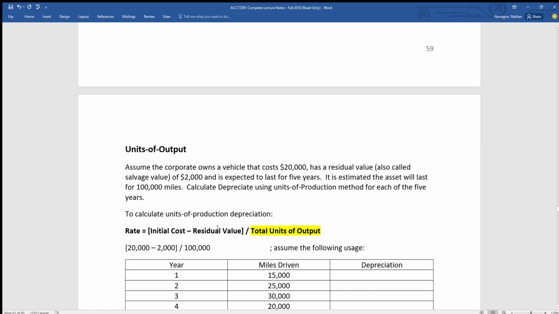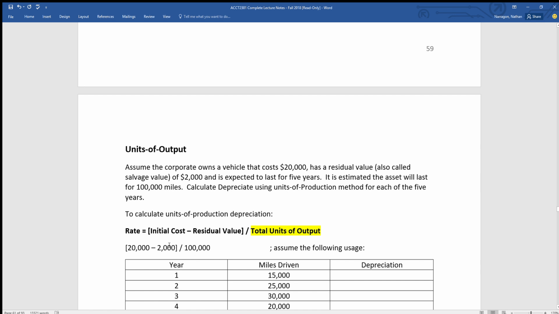This is also kind of like depletion, if you ever heard of depletion, but we're going to be focused on whatever the output of the asset is. Of course, buildings, you'll probably not have units of output at all because they don't have an output. But machines, you may be looking at total batches. The machine's only going to be able to produce so many products. Things that could produce something.